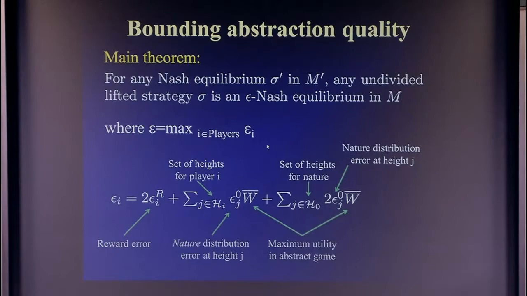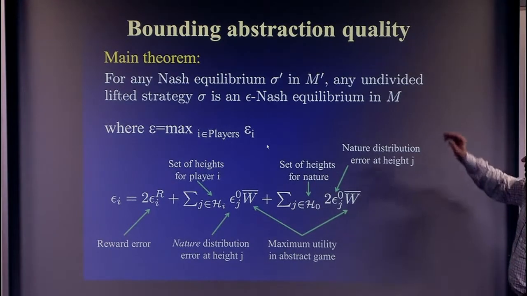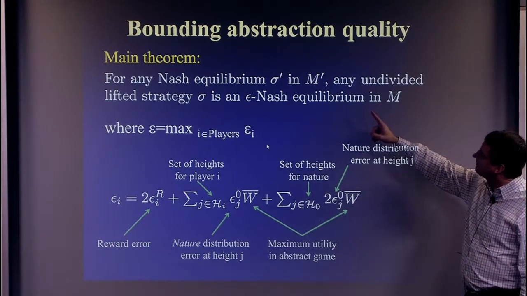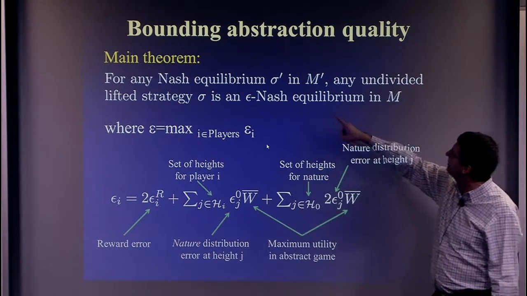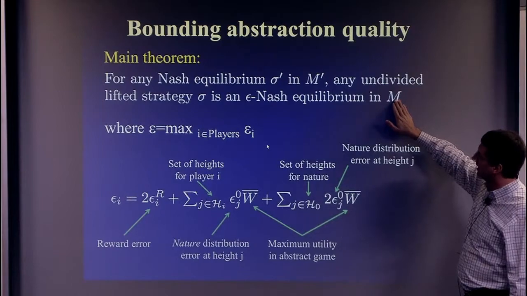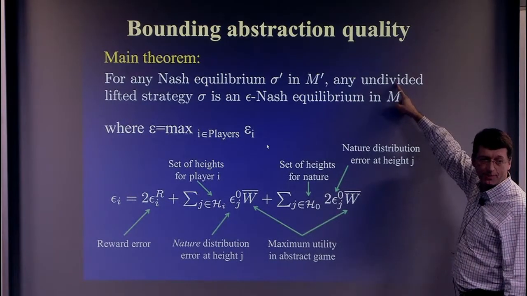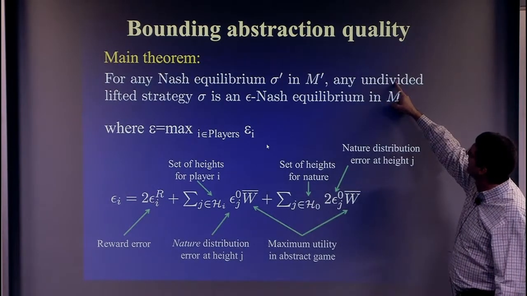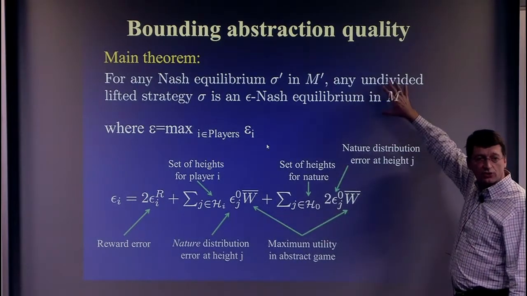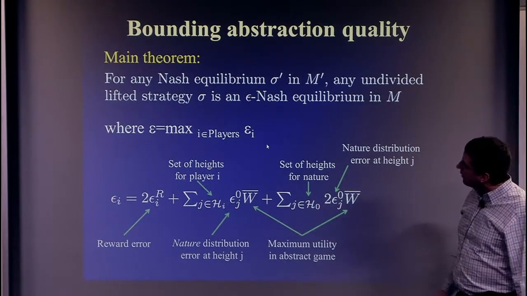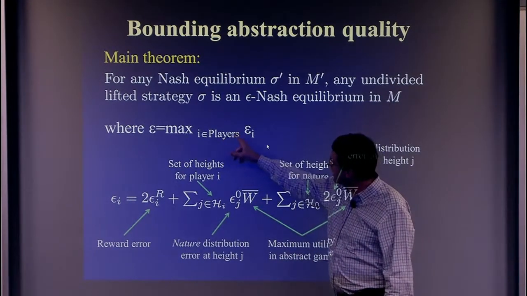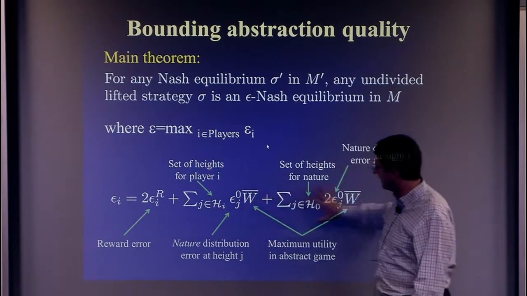All right, the main theorem goes like this, and now I'm really just summarizing a lot of stuff into one slide. For any Nash equilibrium in the abstract game, any reverse mapped strategy into the original game is an epsilon Nash equilibrium in the original game. You have to do this reverse mapping in a particular way, which we call undivided lifted strategy, but that's not an assumption, because we are doing the reverse mapping, we're free to pick it. Where epsilon is max over players' epsilon, where this is the player's epsilon.